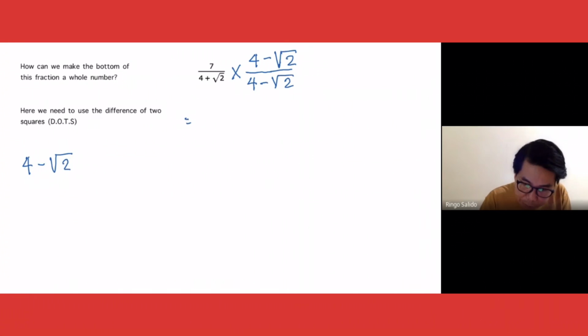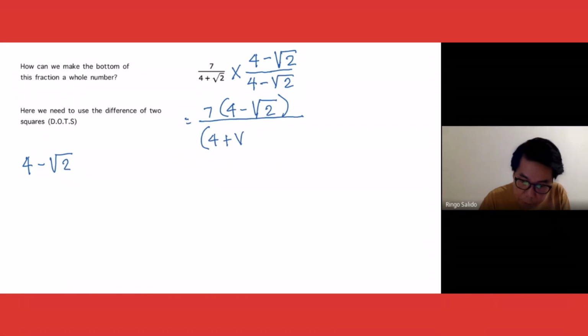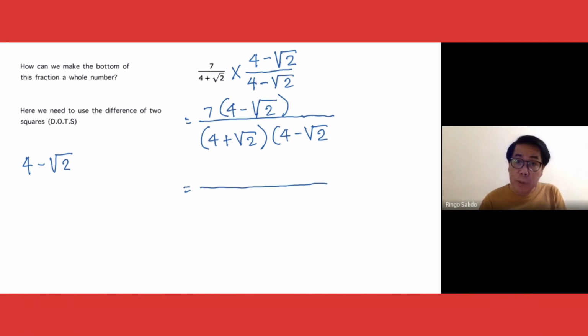Then let's rewrite it here. So we have 7 times 4 minus root of 2. And then the denominator, we have 4 plus root of 2 times 4 minus root of 2 equals, we have to tidy up the numerator first. 7 times 4 is 28. And then 7 times negative root of 2 is negative 7 root of 2.